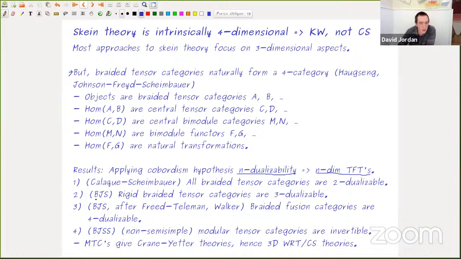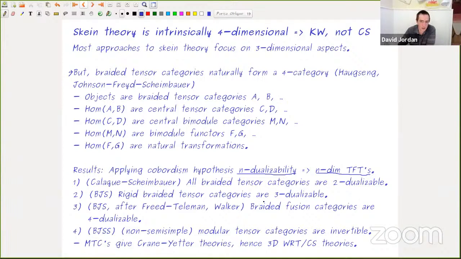Then in work with Adrian and with Noah Snyder, we showed that if your braided tensor category is rigid, and actually in a fairly weak sense, it's what's called CP rigid. But so if projective objects have duals, then in fact you get a three-dimensional TFT.